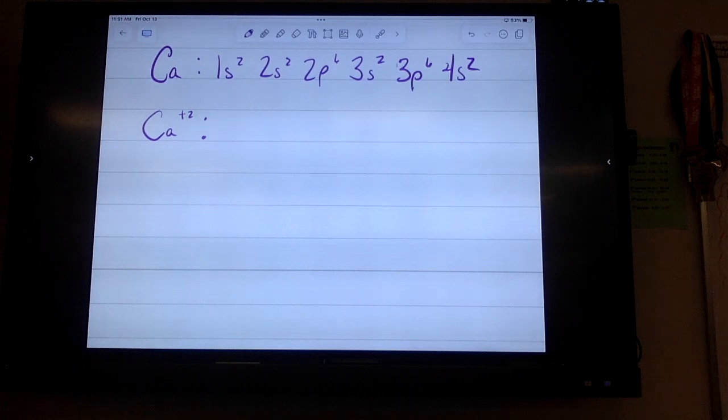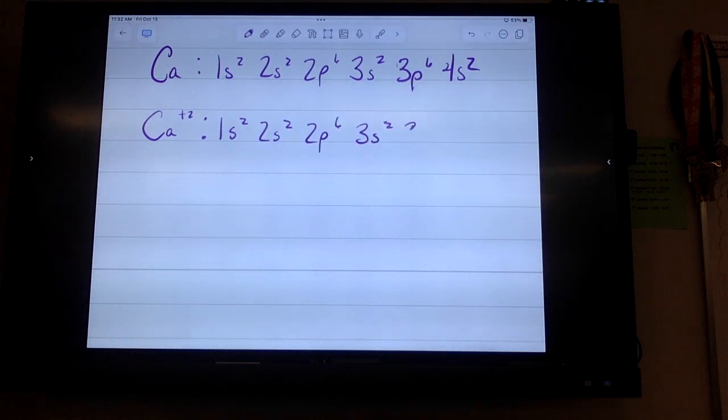You're going to back up 2 spaces and write the electron configuration for that. So calcium is here. So backing up 2 spaces, losing 2 electrons means it's going to look like argon's configuration. And so calcium plus 2 is going to look exactly like neutral calcium, except it's not going to have the last 2 electrons. Done. Does that make sense?